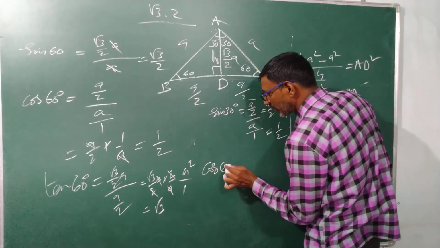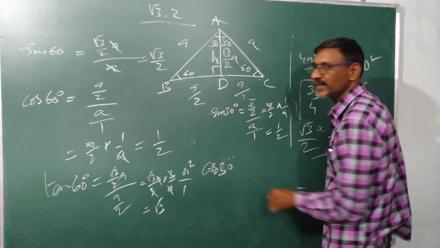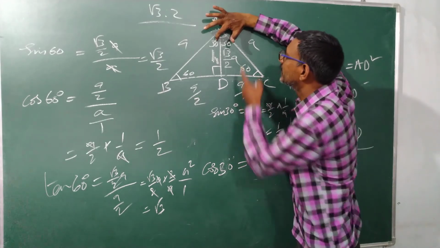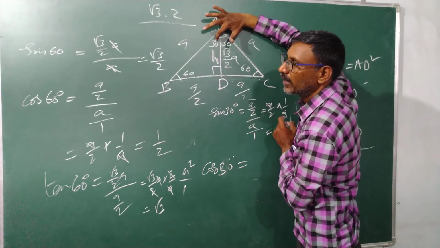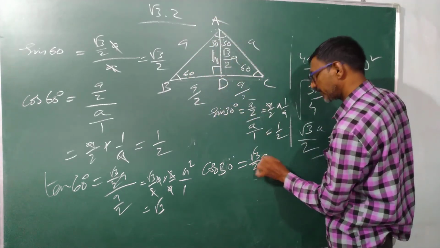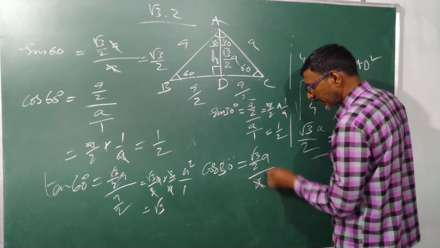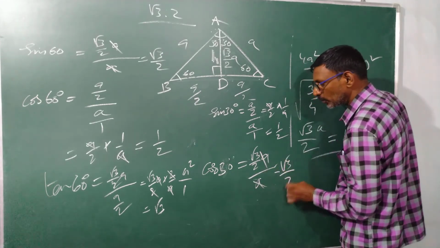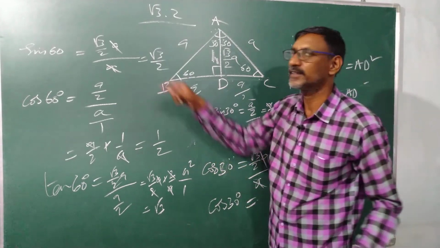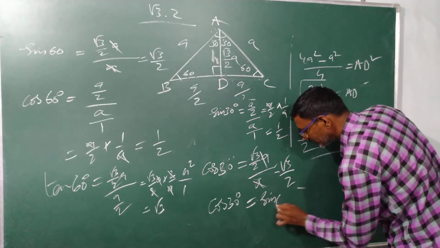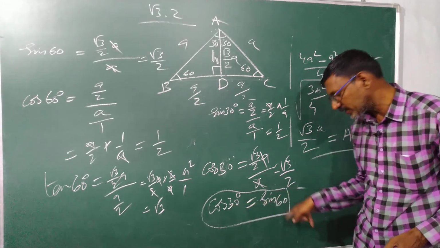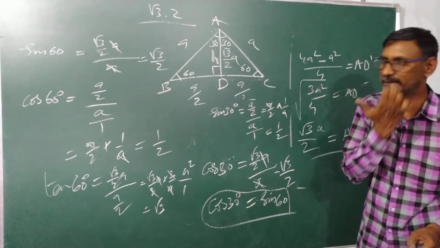Cos 30 degrees. With respect to this 30 degrees, this is my adjacent side and this is my hypotenuse. Adjacent side by hypotenuse. Adjacent side is root 3 by 2A, divided by A. A gets cancelled. Root 3 by 2. See, cos 30 degrees must be equal to sin 60 degrees. These two are complementary angles. That's the reason cos 30 is always equal to sin 60.